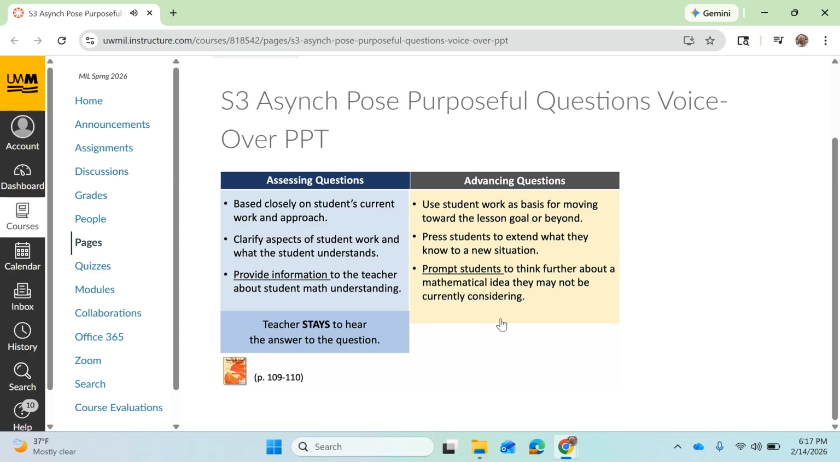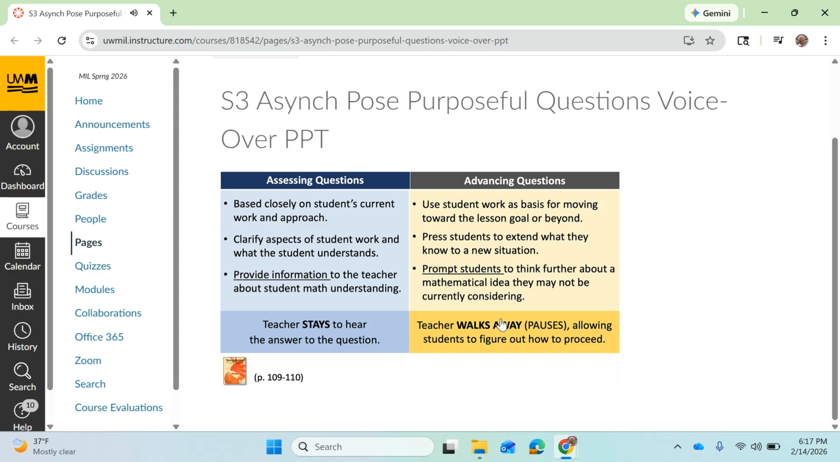They're going to press students to extend what they know to a new situation or a new idea even, and they're going to prompt students to think further about a mathematical idea that they may not yet be currently considering. So, have you thought about how this connects with such and such? In advancing questions, there's a little bit of a change from assessing questions, in that the teacher doesn't necessarily stay to hear the answer, because these questions are not about finding out what the student understands right now. They're about getting the student to think more or think farther, go deeper.